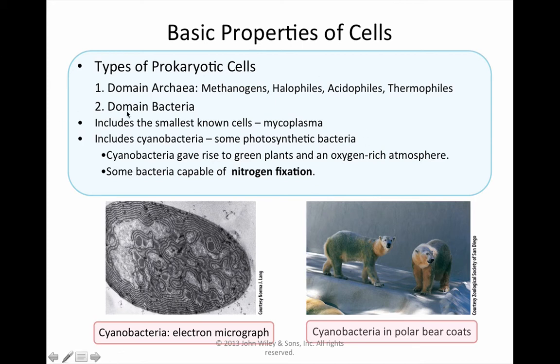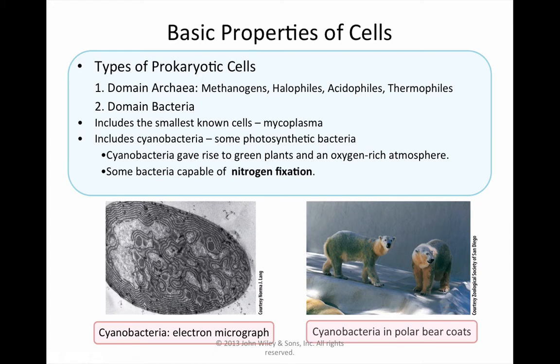Within the domain Bacteria, this contains pretty much everything else. Starting with the smallest known cell, which is a mycoplasma, all the way to weird things such as Cyanobacteria. This is that photosynthetic bacteria. So they have these multiple membrane layers within them. And this is where the Cyanobacteria actually does photosynthesis. So it's thought that Cyanobacteria could have possibly given rise to our green plants when the atmosphere changed to a more oxygen-rich environment.